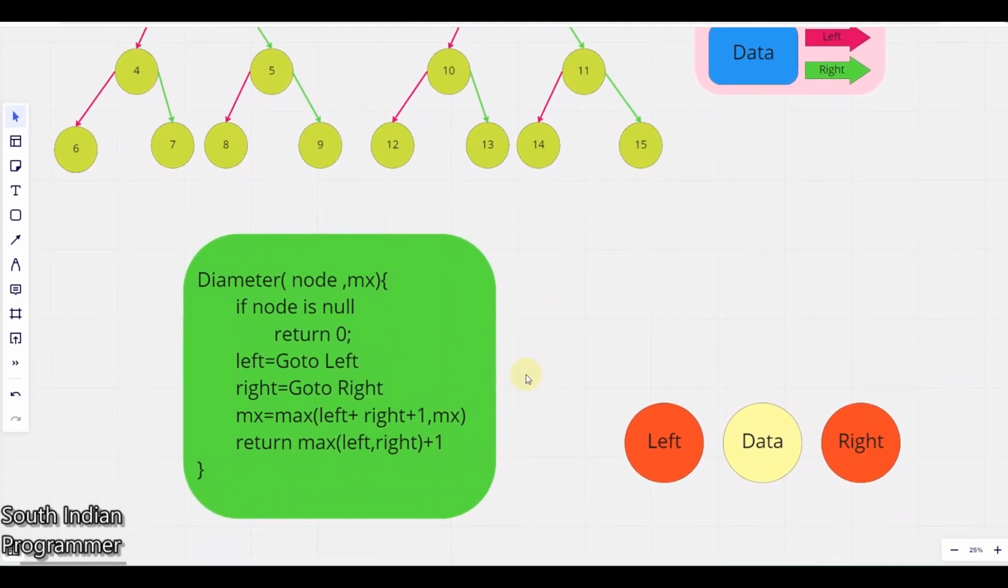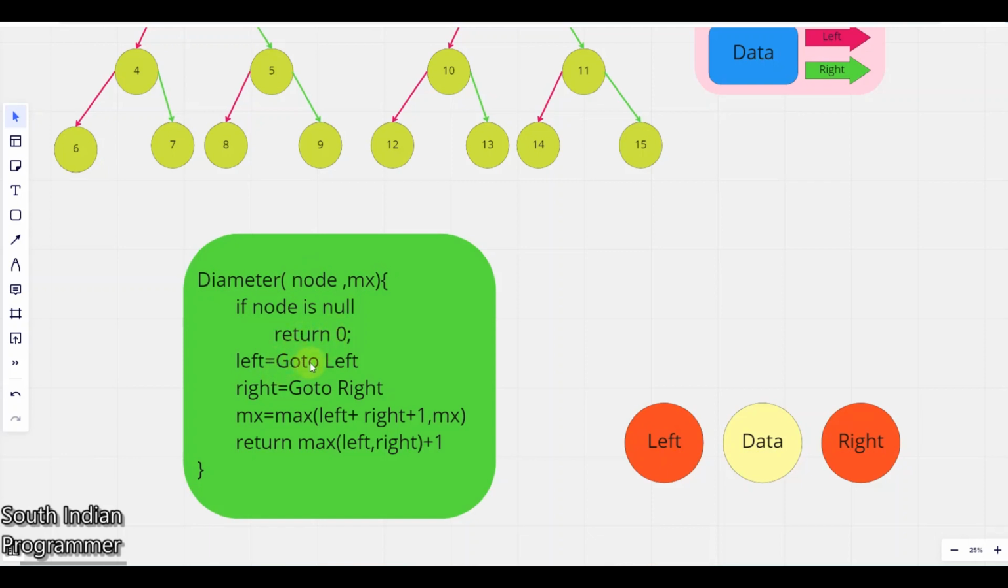So here I have one code snippet for finding out the diameter of the tree. It expects 2 parameters, namely node, which is the root node, and one tracking variable called max. Inside this function body, if the incoming node is null, we just return. So nothing to do with that.